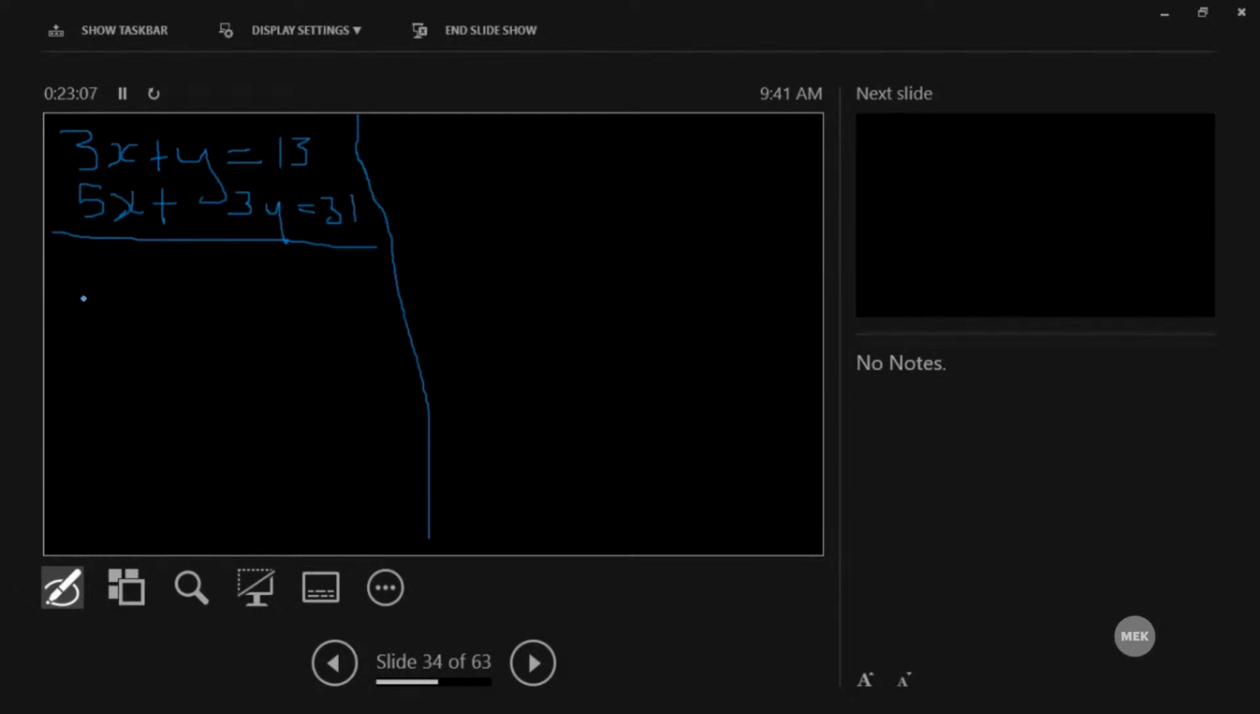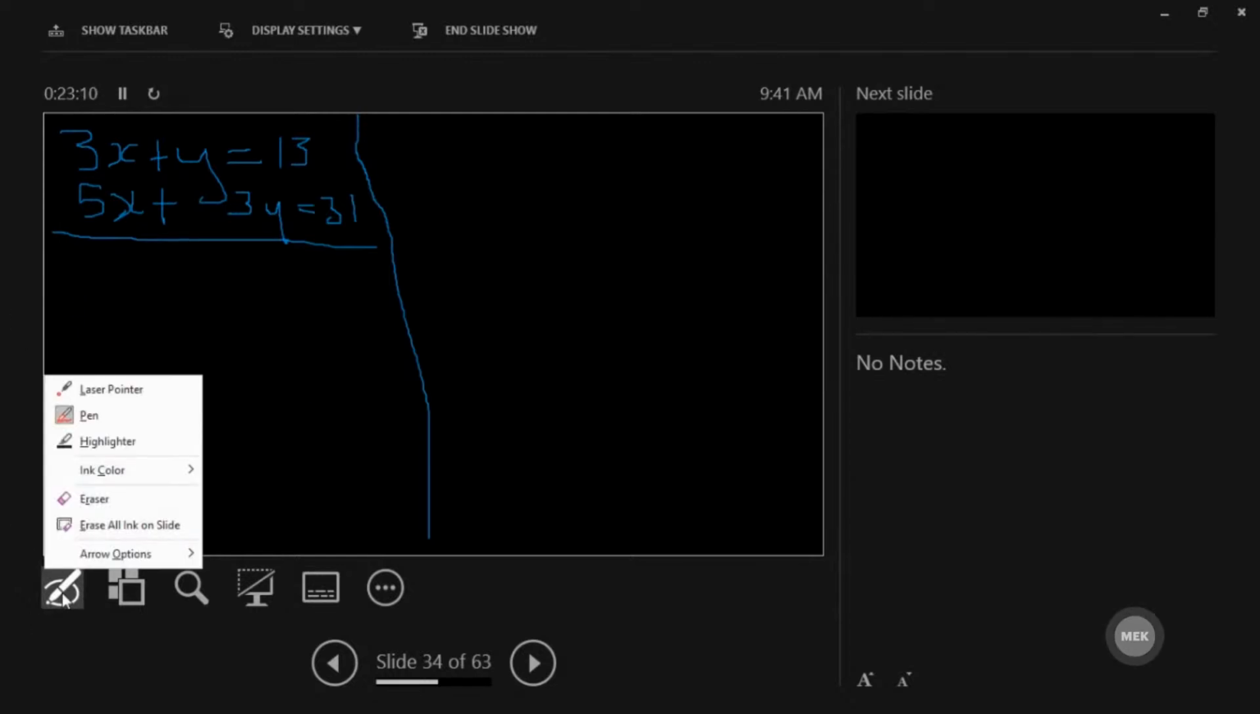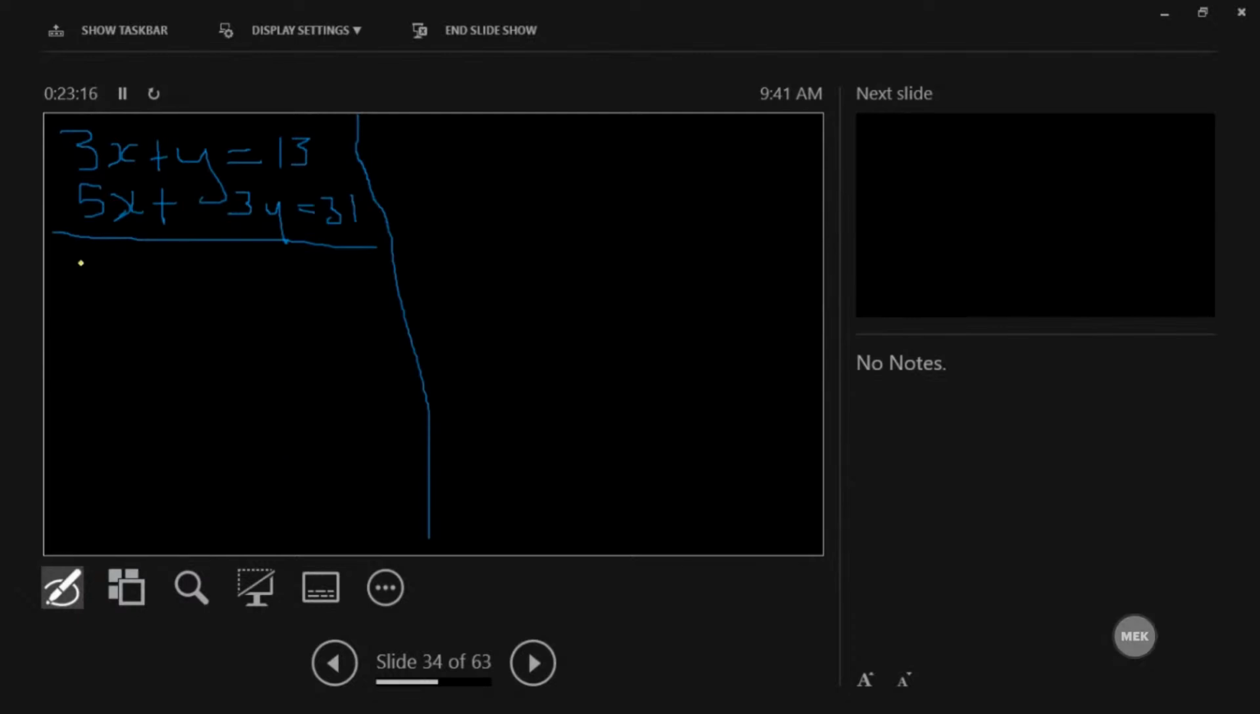Okay. So we know that we need to find the inverse. So let's rewrite the algebra in matrix form. So that's 3, and this is a 1. The coefficient is 1. That's 5. That's 3. And this gives 13, 31. So now we're going to find the inverse, which is 1 over the determinant times the adjoint.